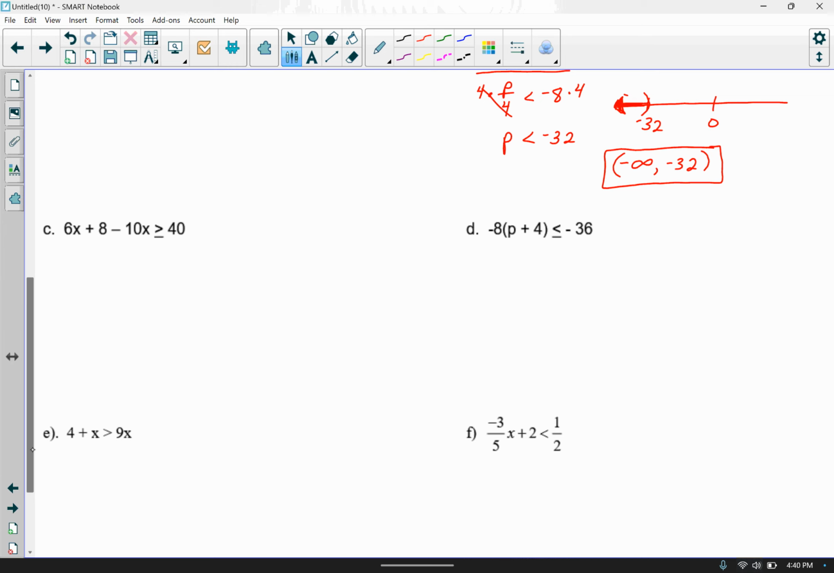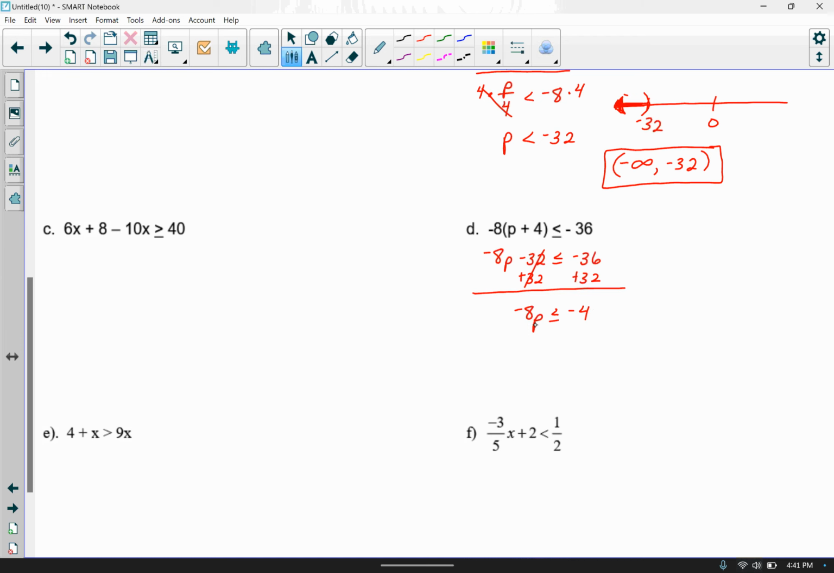Let's move on down to D. Like I said, I'm doing the right-hand column here. Take that -8 and distribute it through first. So -8 times P, -8 times 4. Okay, my goal is to solve for P. Right now that -36 is over there all by itself. Let's take the 32 over to join it. You're crossing that inequality sign, so do the opposite. So add. So -8P less than or equal to, what's that, -4?